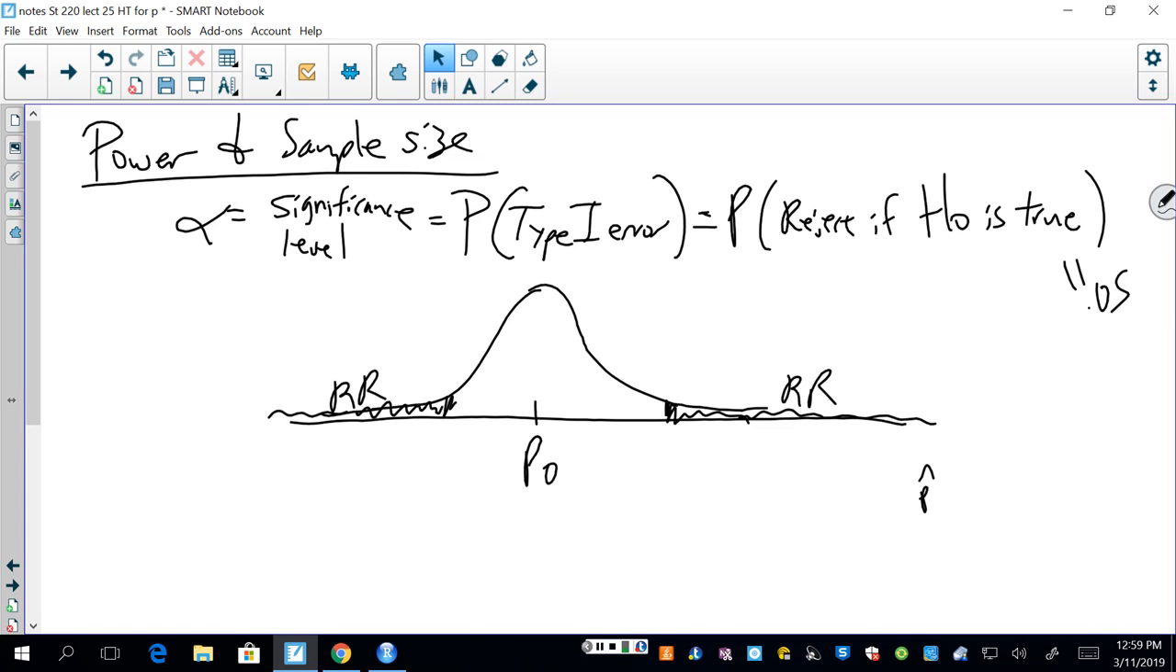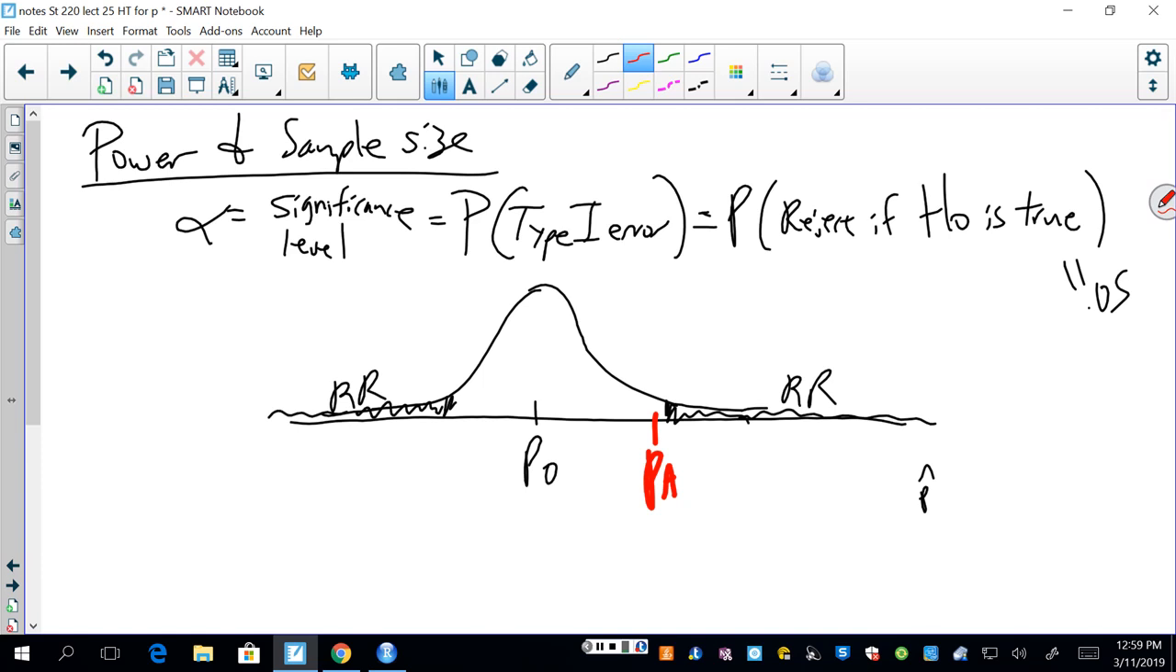But if the alternative is true, we want a pretty good chance of saying that we rejected the null hypothesis, right? If that treatment really was better, we want to prove it. So we want a significant result. That depends on where the alternative is. So let's say that p sub a is really here, and under the alternative it's not p sub 0, it's really there.